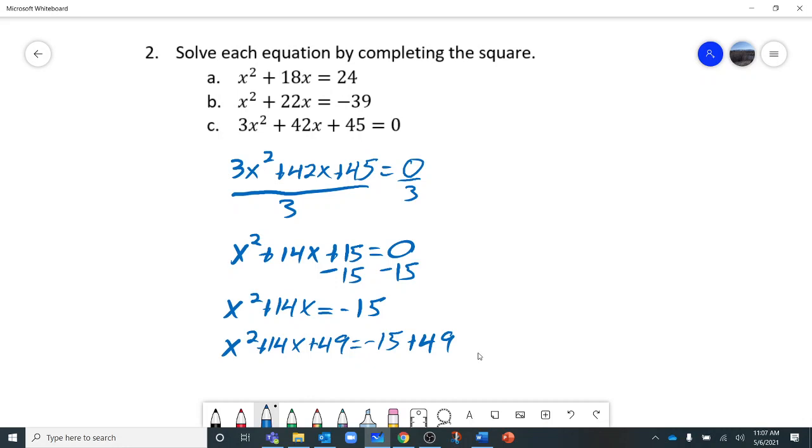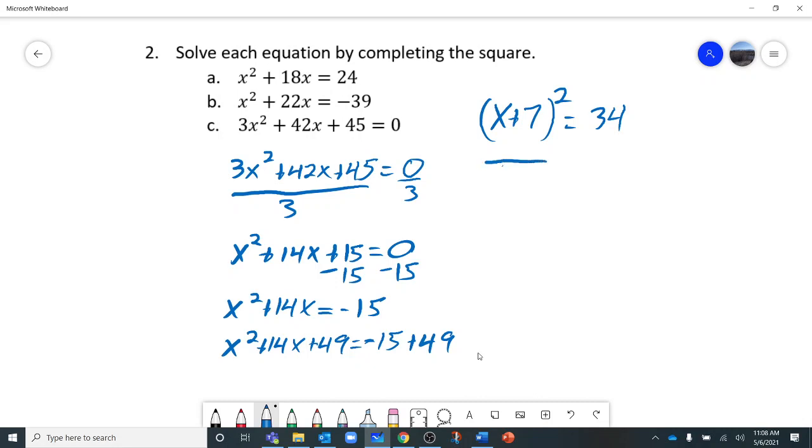Don't forget to put that plus 49 on both sides, because we are adding that to it. So if we do it to one side of the equation, we have to do it to the other. And so we can rewrite the x squared plus 14x plus 49 as x plus 7 squared. And 49 minus 15 is 34, so equals 34. Again, that's going to be 17 and 2 are my prime factors of 34. So I can plug it into my calculator and get a decimal approximation, but I don't have to do that.